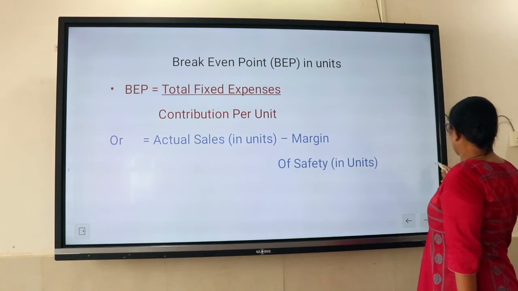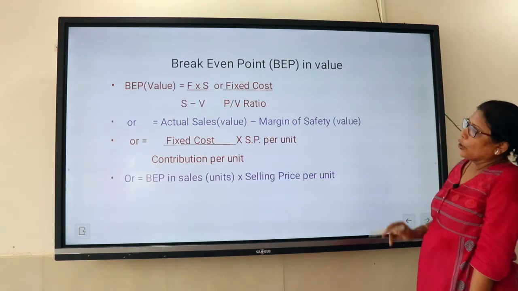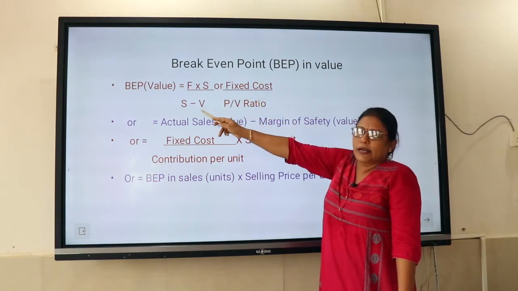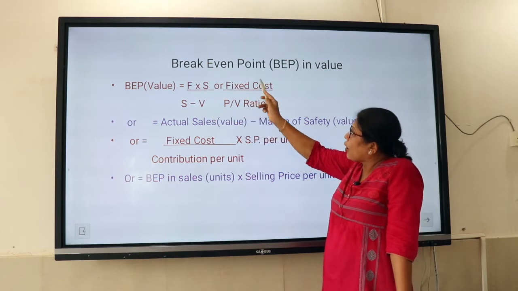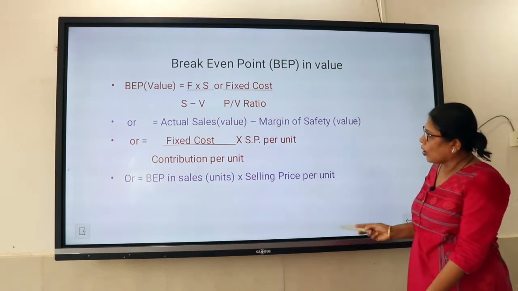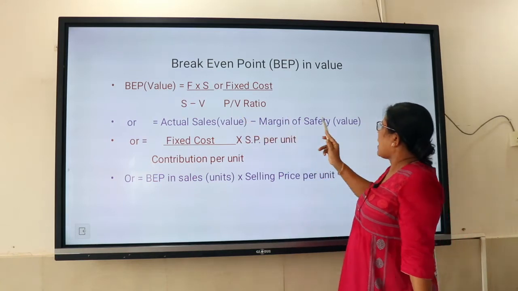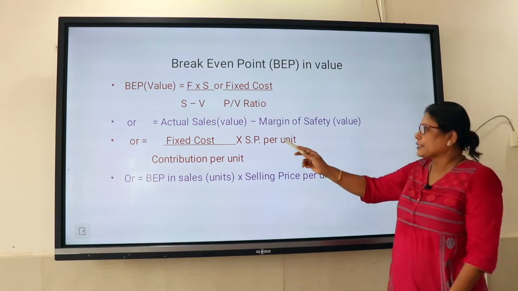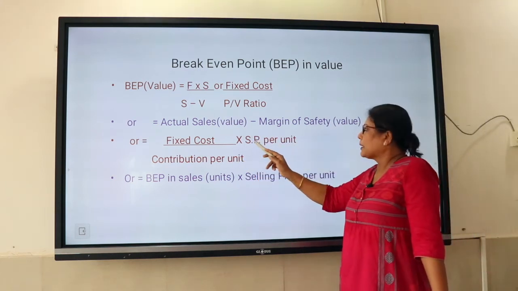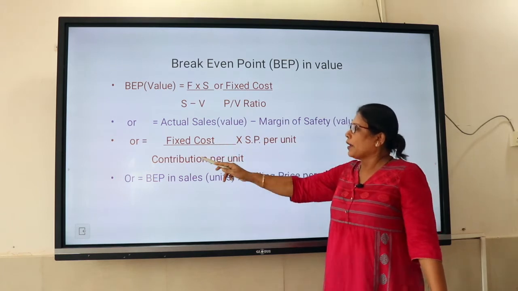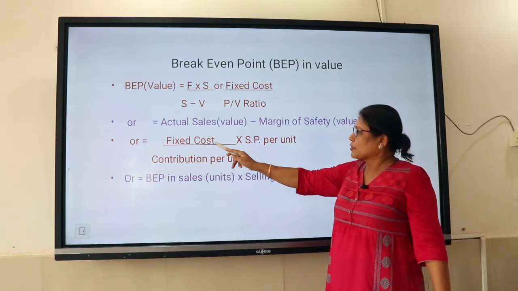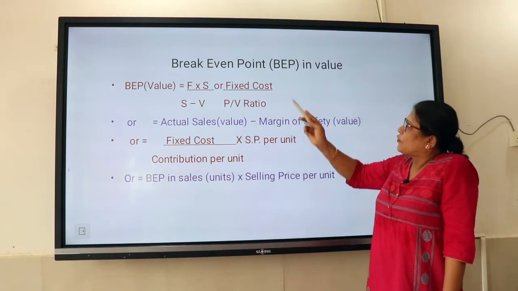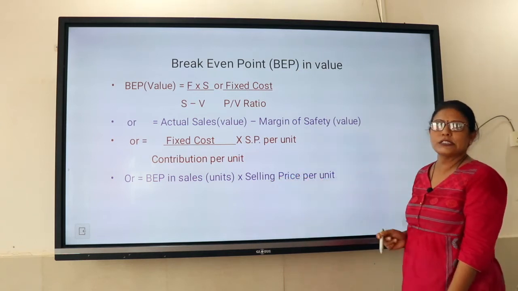Okay. Further, in value, I can determine by using fixed cost into sales divided by sales minus variable, that is contribution, or fixed cost by PV ratio. Or if actual sales in value is known and margin of safety is known, I can also determine it that way. Or if I know fixed cost and contribution per unit, then I multiply by selling price per unit. The per unit break-even point formula is fixed cost upon contribution per unit. For that we are just multiplying selling price per unit, so we get it in value. Or even you can use this formula.